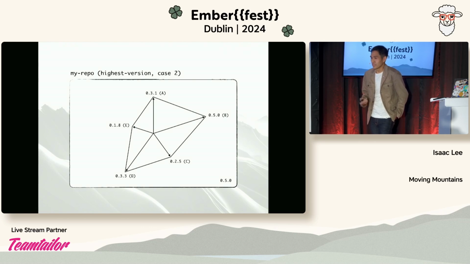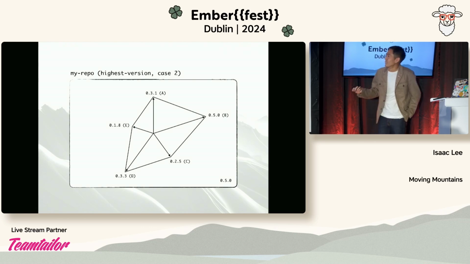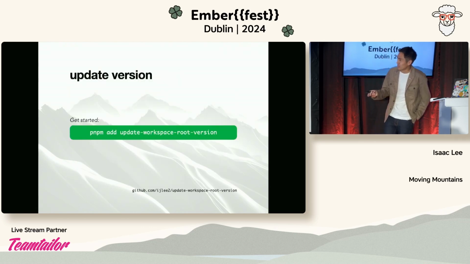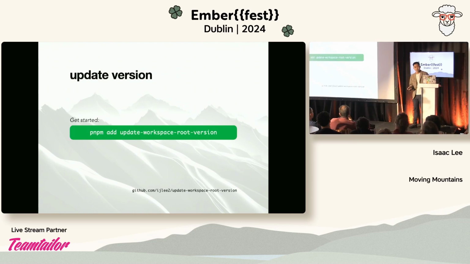But math is hard, you might say. So I wrote a codemod, update-workspace-root-version, that can run either of these algorithms. All you have to do is to install it as a development dependency and run it before you create a tag.